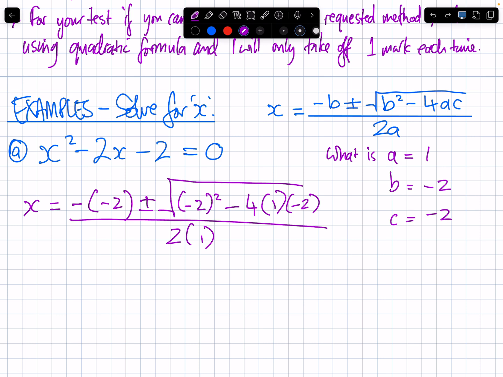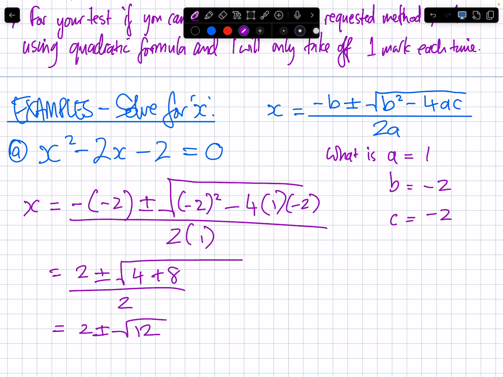That's what you did here. You just plugged it into this formula. The formula doesn't change. The A's, B's and C's change. So now, if I've got -2, that's +2, plus or minus the square root of, what's -2 times by itself? 4. Take, what's -4 times by 1 going to be? -4. Times -4 by -2, +8. Over, what's 2 times by 1? 2. So now we've got 2 plus or minus root 12 over 2.